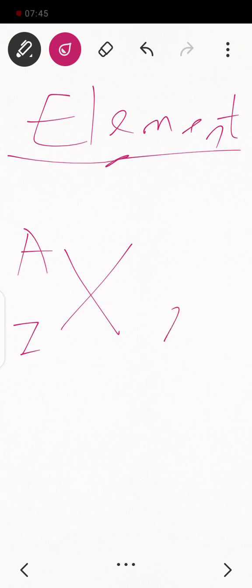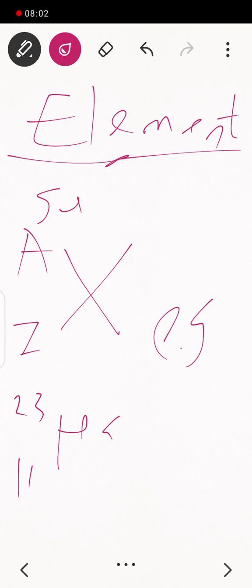You can see it. For example, if I want to write sodium, sodium is Na. Then the atomic number is what? The atomic number is 11. The atomic mass is 23. Do you get it now? So that is how we write the symbol of an element.